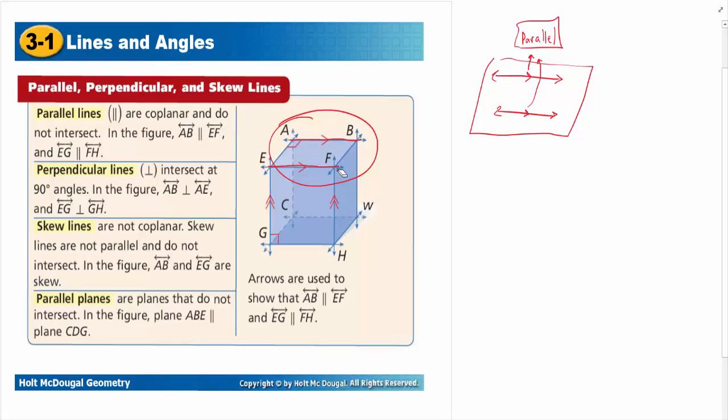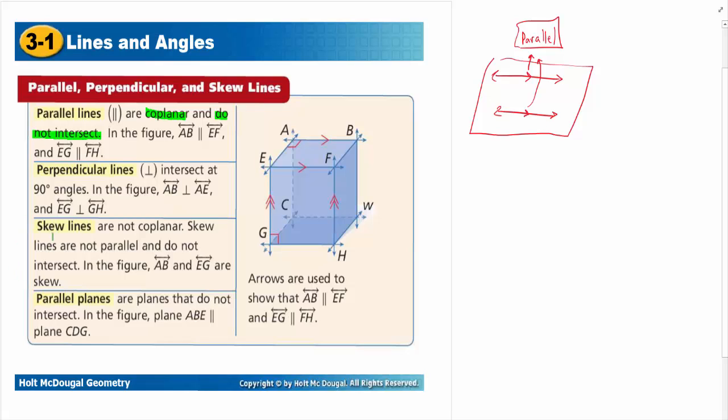So some other ones you can look at. You can look at EG and FH. If you look at EG, EG is that vertical line right here. FH is another vertical line. And you see how they're both on the same plane, this front face? Okay, they're coplanar. And the key is they have to be coplanar and not touch. So those are the two key phrases on that. Coplanar and do not intersect.